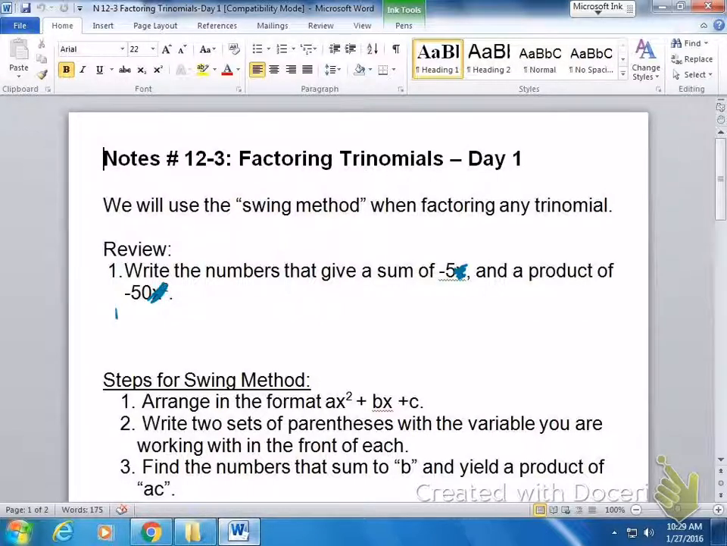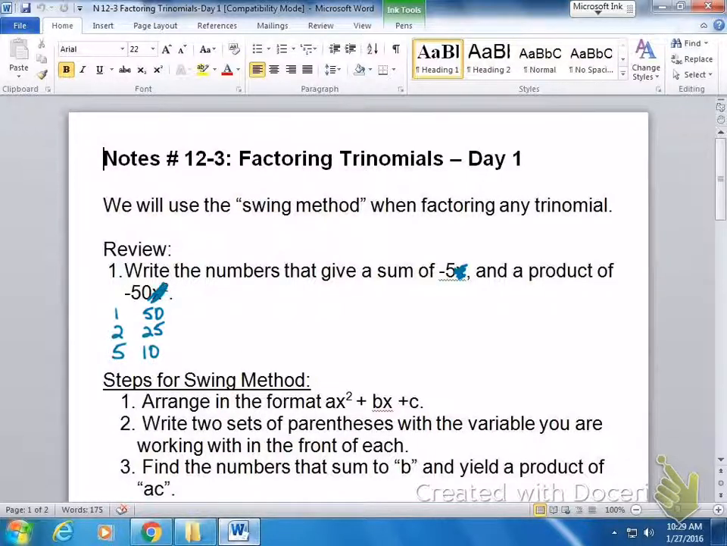The first one will be 1 times 50, but there is no combination of positive ones, -50s, anything that will give us -5. Then I can go to 2 and 25. Again, -2 plus 25 is not going to work. 2 plus -25 is not going to work. 3 won't work, it won't go into 50 evenly, neither will 4, but 5 will, and you get 5 and 10.